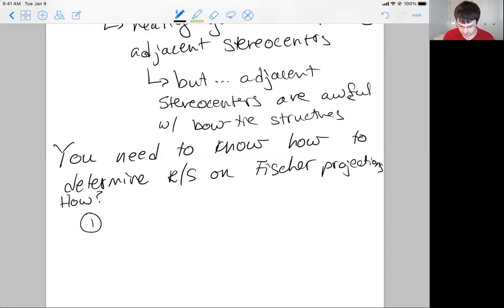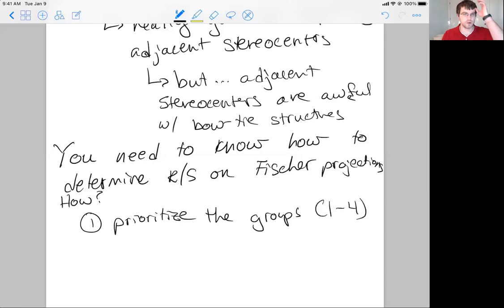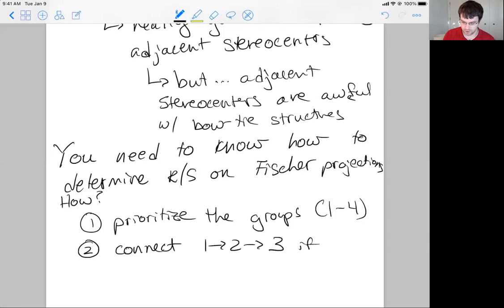So number 1, prioritize the groups. So 1 through 4. 4 is the lowest priority. Number 1 is the highest priority. Number 2, connect 1 to 2 to 3 if number 4 is in back. Okay, so far it's the same. We have to make sure number 4 is in back, then we connect 1 to 2 to 3.